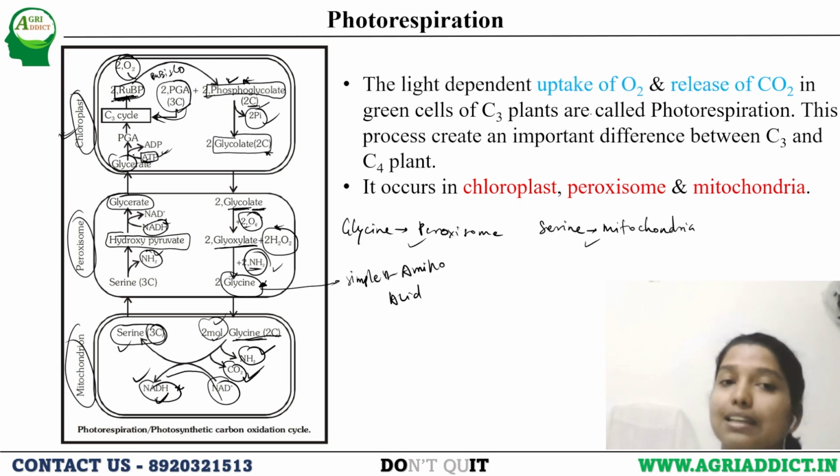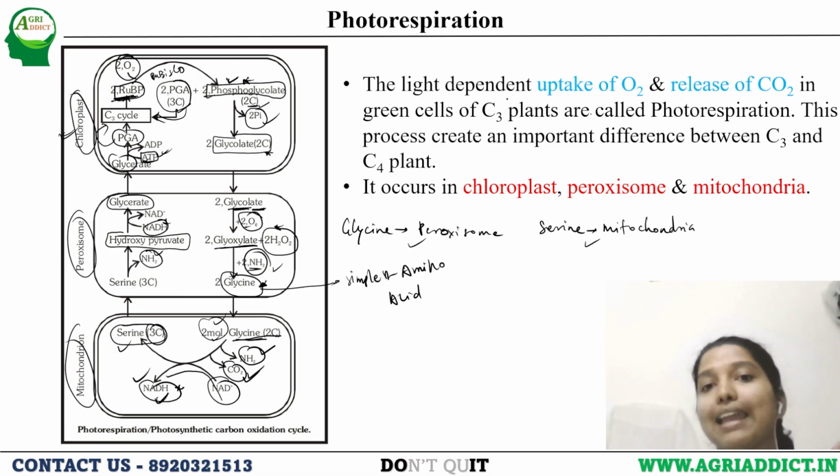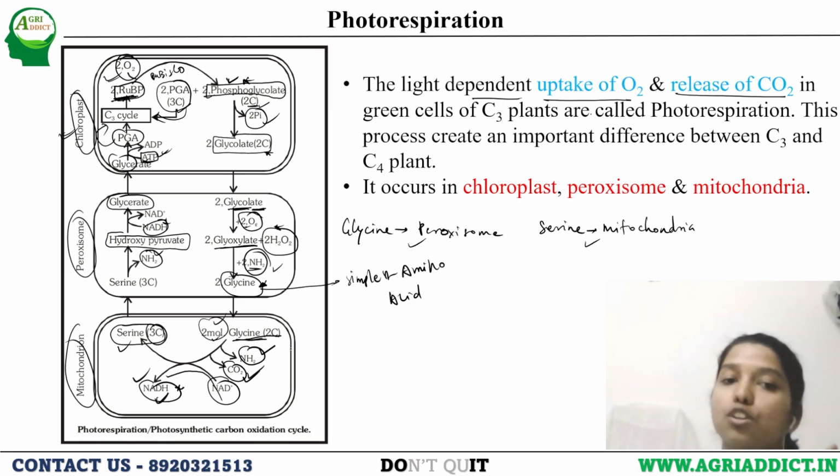So this glycerate is getting converted into PGA. This PGA will go into the C3 cycle. Here no net energy is produced, and the energy that is produced is also getting utilized. The light-dependent uptake of O2 is taking place here, and release of CO2. Fixed CO2 is also getting released. So it is kind of a red flag.